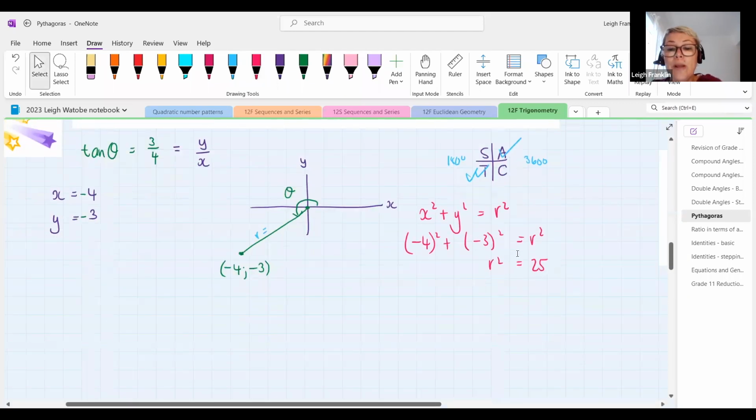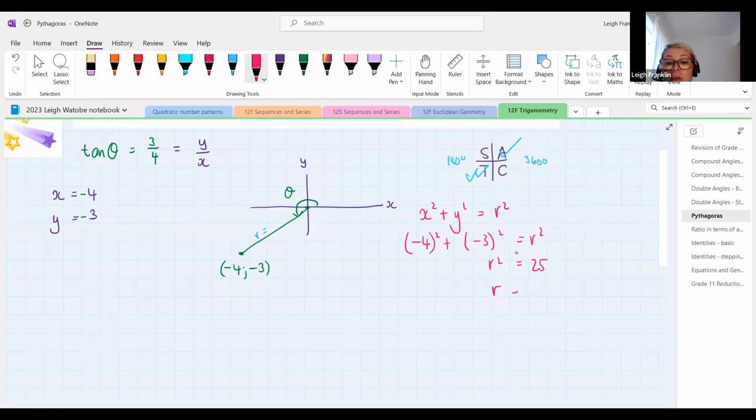Normally if I was solving for x or for y, I would consider either a positive or a negative answer, depending on which quadrant I'm in. But because I'm solving for r and r is a length, a distance, r is always positive. r is only going to be equal to 5 and not -5. If you have a look in the chat, Lisa's got all the correct answers: x is -4, y is -3, and r is equal to 5.